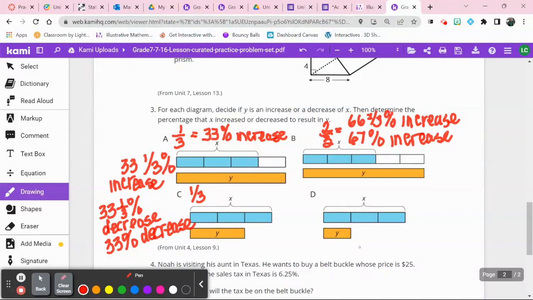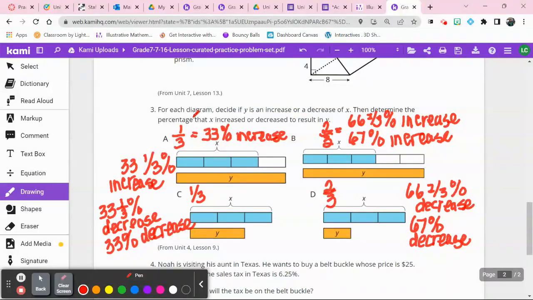All right. D. It's a decrease. Y is smaller than X, and it's 2 blocks, 2/3. We just did 2/3 right there. So it's a 66 2/3% decrease. I will also accept that rounded to 67% decrease. Either or, I will accept it. All right, let's move on. If you need to pause it, please pause it. I'm going to clear the screen.